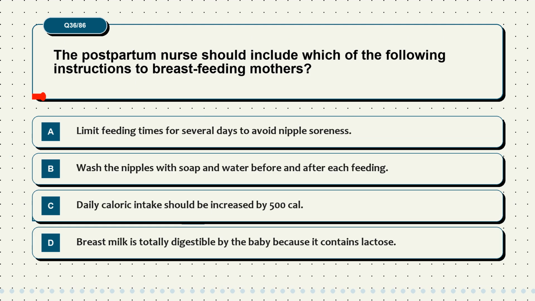Question 36. The postpartum nurse should include which of the following instructions to breastfeeding mothers? Here are the options. Option A. Limit feeding times for several days to avoid nipple soreness. Option B. Wash the nipples with soap and water before and after each feeding. Option C. Daily caloric intake should be increased by 500 calories. Option D. Breast milk is totally digestible by the baby because it contains lactose.